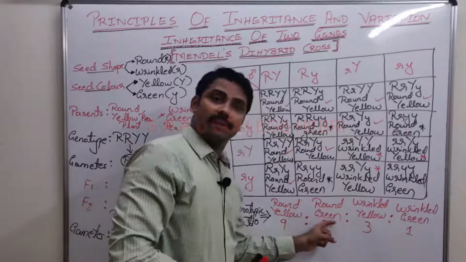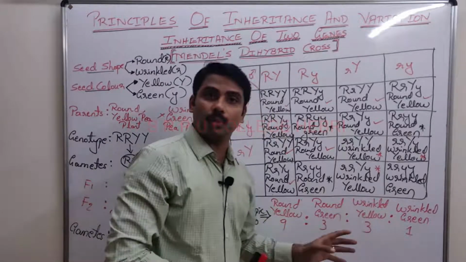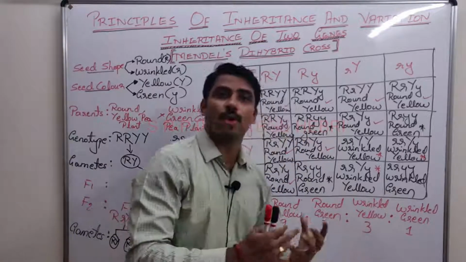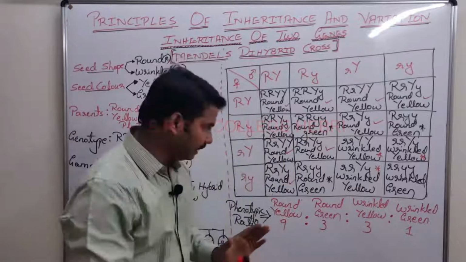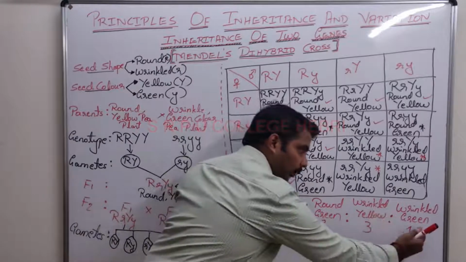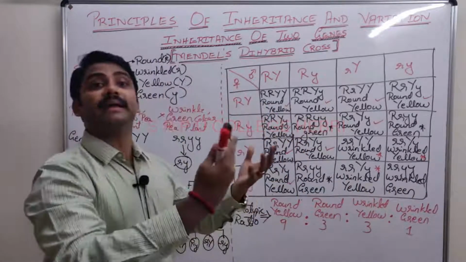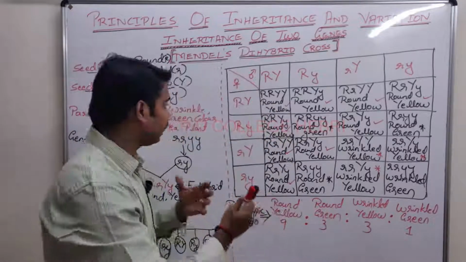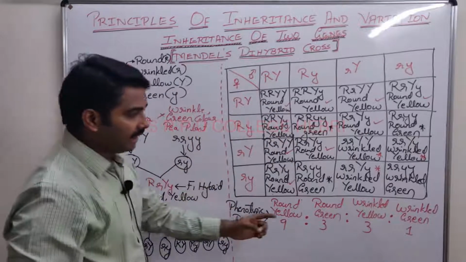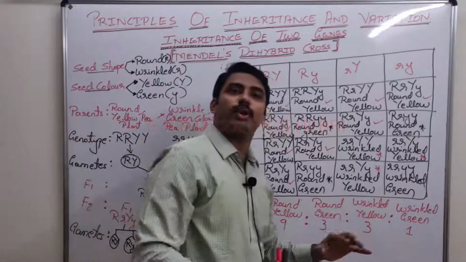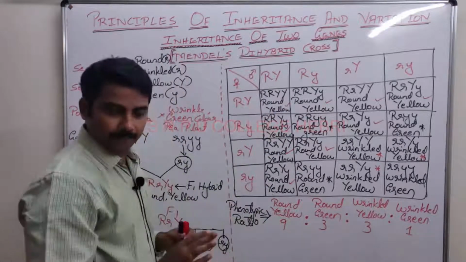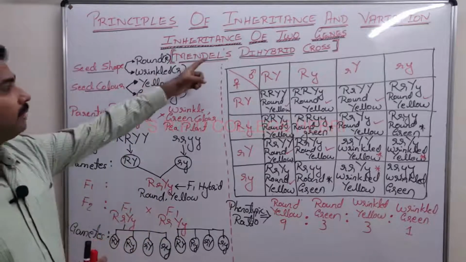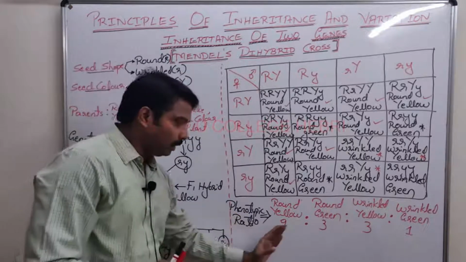were round green, wrinkled yellow. They were a mixture. Hence he called these two as what? Recombinants. Is that clear? So 9 and 1, what is there? These two are parental type. Whereas these two are not resembling the parents, and hence I can call these two as what? Recombinant type.